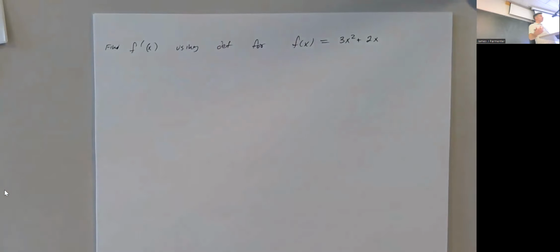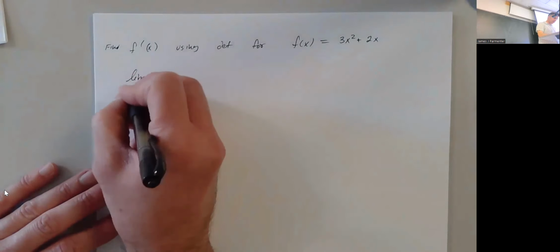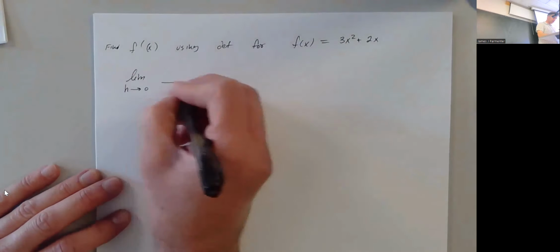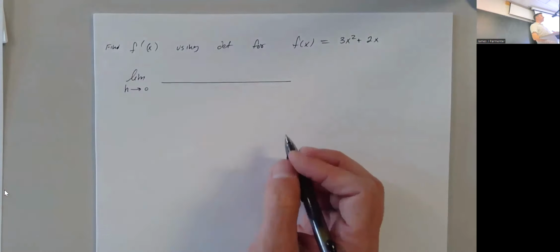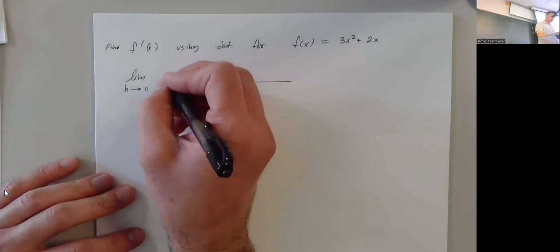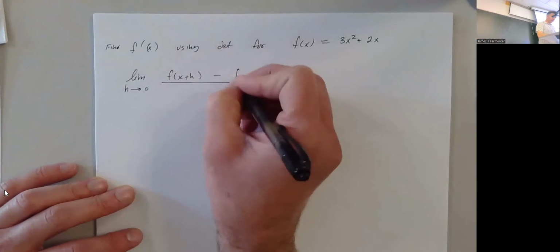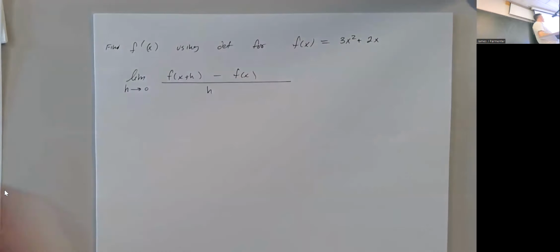So same situation. We're going to find the limit as h approaches 0. I'm going to skip writing the definition because we just wrote it. Actually, I lied, I'm not going to skip. I was going to skip the definition, but I just can't. It's always a good idea to write this first.